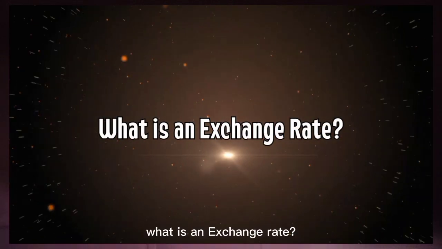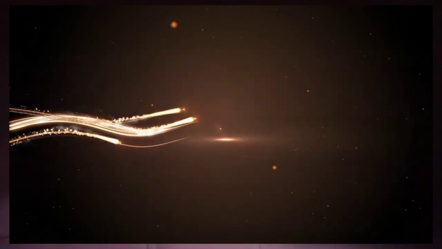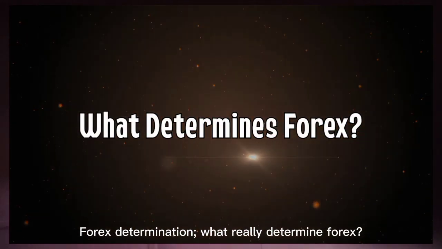Now the exchange rate. What is an exchange rate? An exchange rate is the rate at which one currency will be exchanged for another. It is the value of one country's currency in relation to another currency. For instance, an interbank exchange rate of 114 Japanese yen to the United States dollar means that 114 yen will be exchanged for 1 United States dollar, or that 1 United States dollar will be exchanged for 114 Japanese yen. In this case, it is said that the price of a dollar in relation to yen is 114 yen, or equivalently that the price of a yen in relation to the United States dollar is $0.0087.